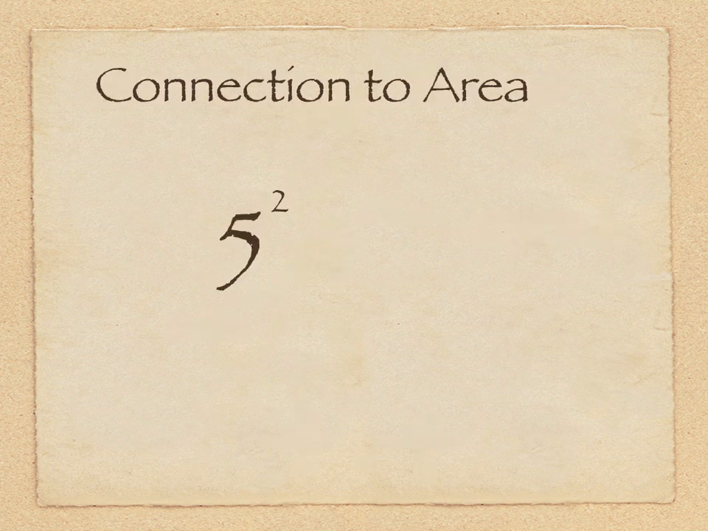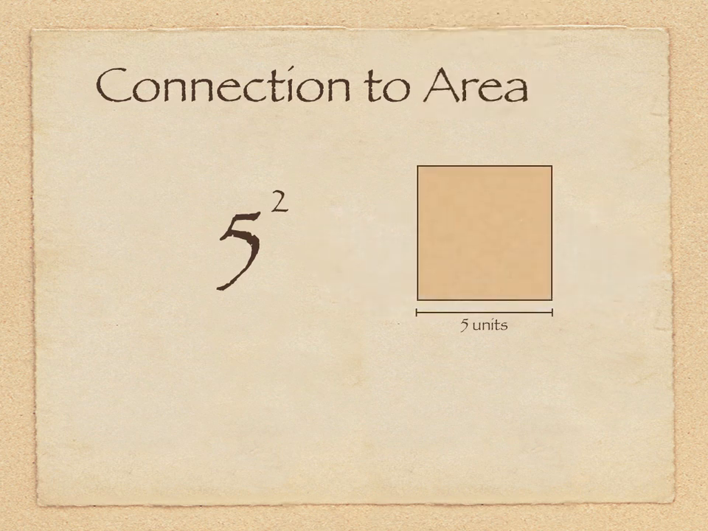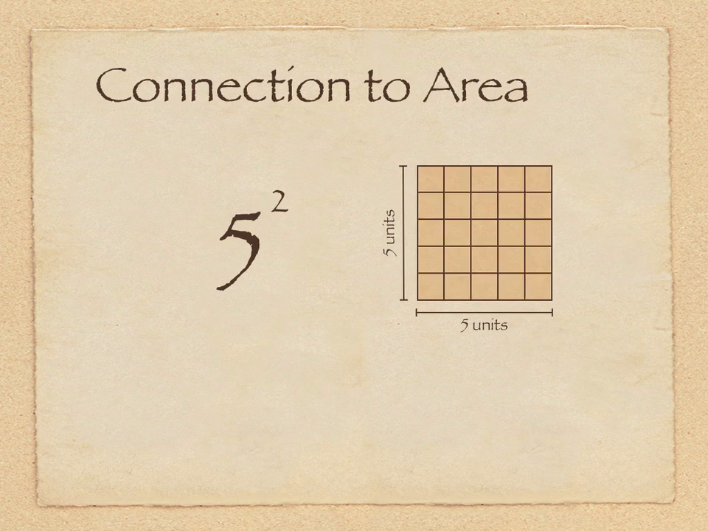And there are some connections to area here for measurement. When we think of 5 to the second power, often we hear 5 squared. What that means is if we think of 5 units in a line, and we were told to square that, what does that mean? Just make a square out of it. If the one line is 5 units, then to make a complete square, the height of that square would also be 5 units. Then you can look at how much space that is covering, and it would be 25 units squared.